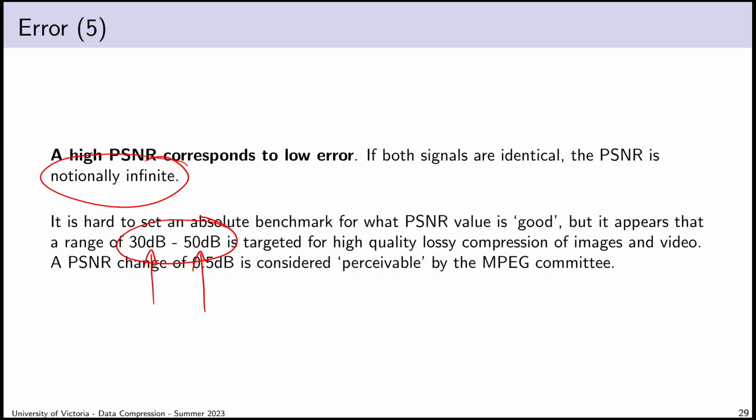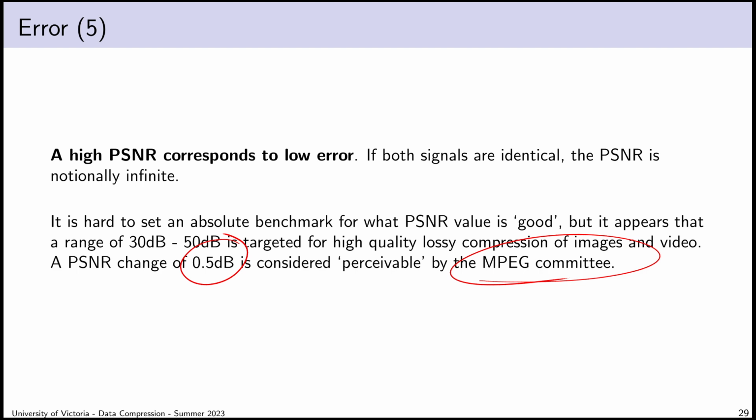If it's above 50, then it's even higher quality. Maybe you can sacrifice some quality. If it's generally above 30, though, that's a sign you are getting high quality, at least in the generally accepted view of the community. The MPEG committee, MPEG is a video compression standard, more on that in the next lecture, has decided that they consider a PSNR change of 0.5 to be perceivable.